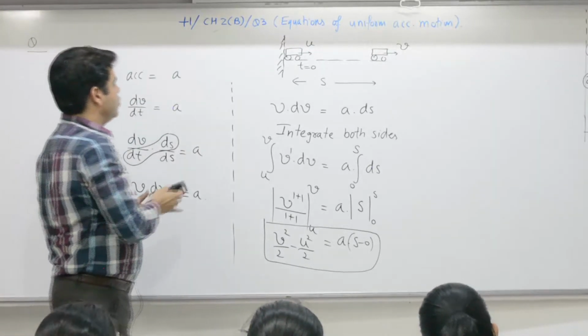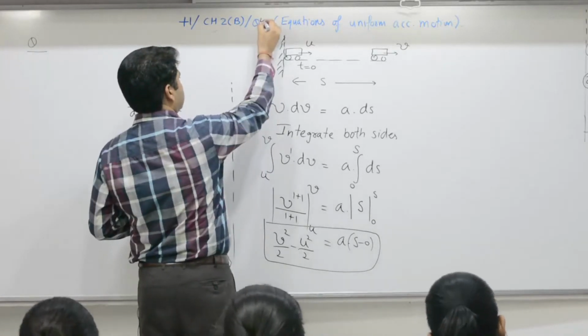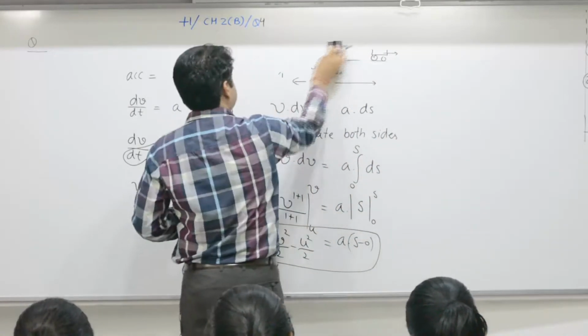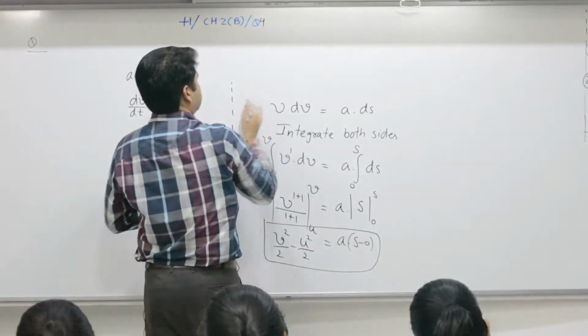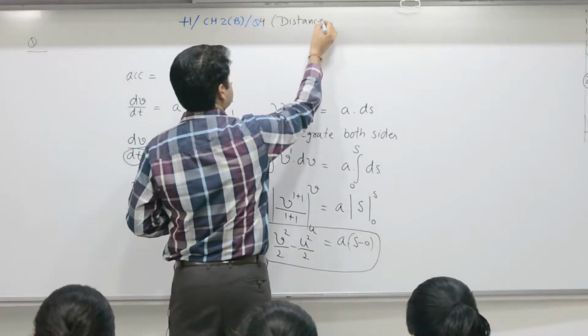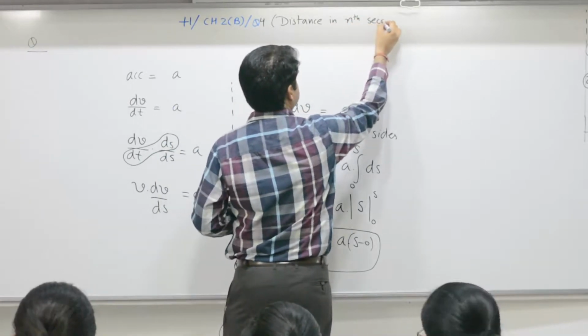Just go through the notes, only the question part. Question number 4 deals with what? Distance in nth second.